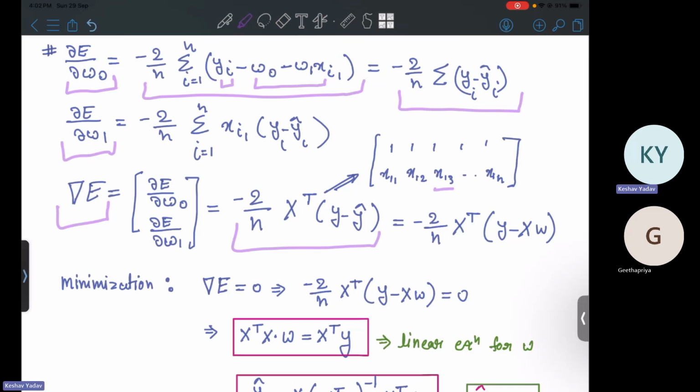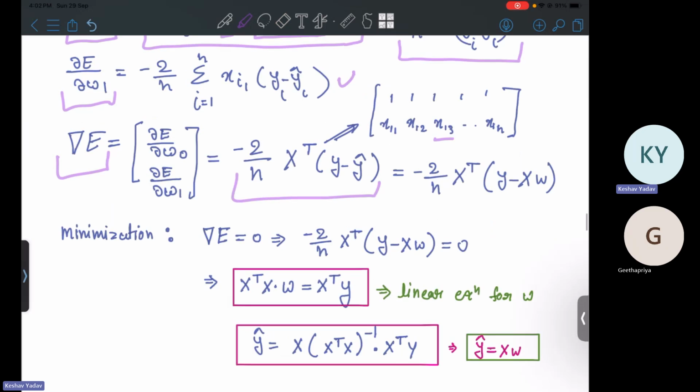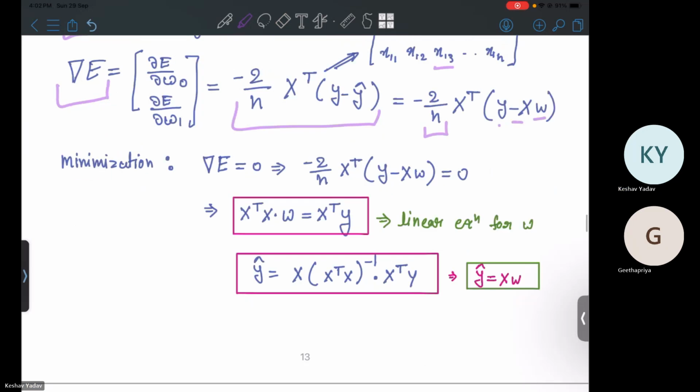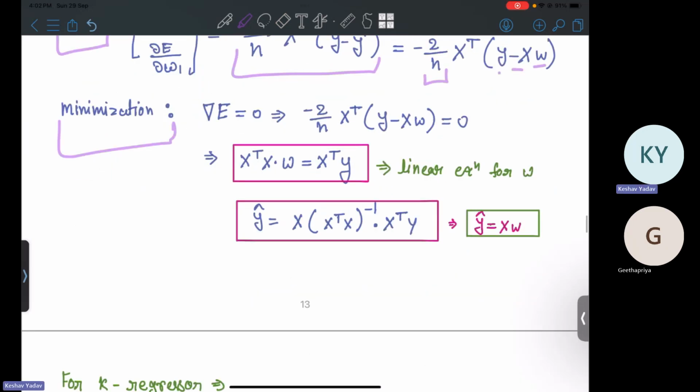If you do that multiplication, it will lead to the same term, this term and this term. Means our gradient is equal to minus 2 upon n x transpose (y minus x w). For minimization, this gradient must go to 0, which means this term should be equal to 0. So this term cannot be equal to 0.